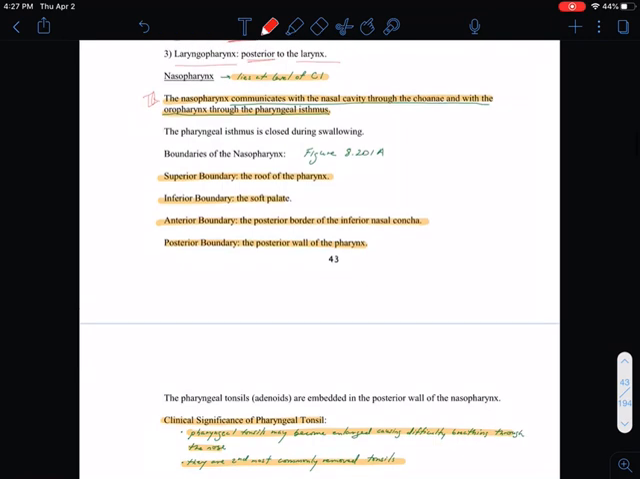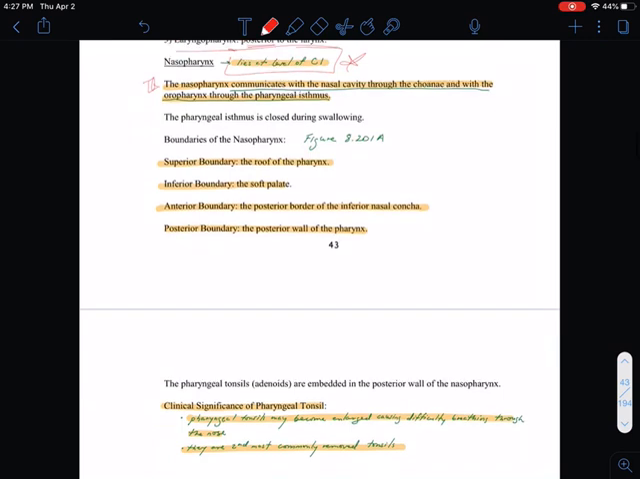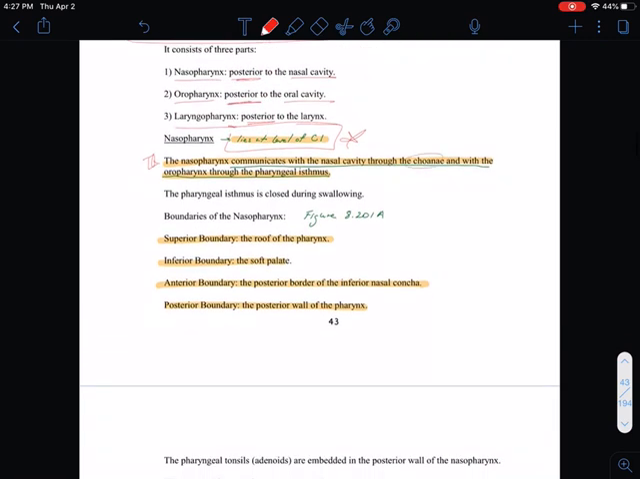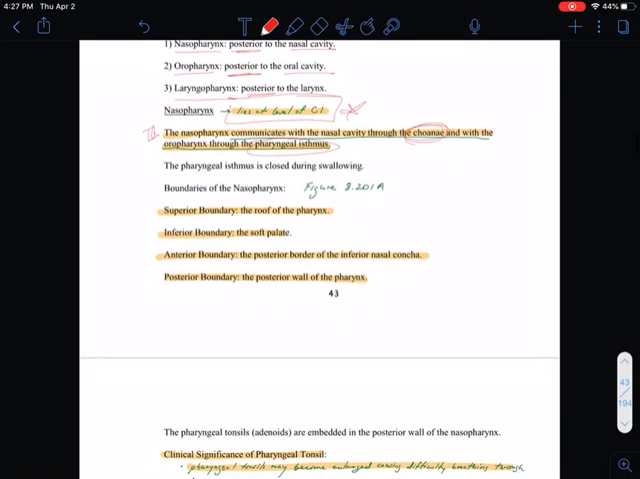It's the nasopharynx. You might want to know this level. That's going to be more of your C1 level. It communicates with the nasal cavity through choanae, and with the oropharynx through the pharyngeal isthmus. So that nasal cavity is through the choanae that we talked about previously, and with the oropharynx, it's that pharyngeal isthmus.